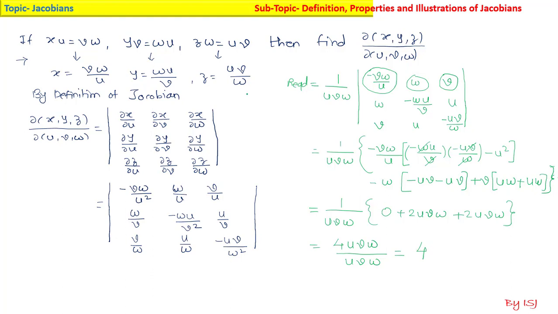So this is how we find the Jacobian by using the basic formula. But remember that to find any Jacobian by the basic definition in terms of a determinant, we must have the numerator variables in terms of the denominator variables.